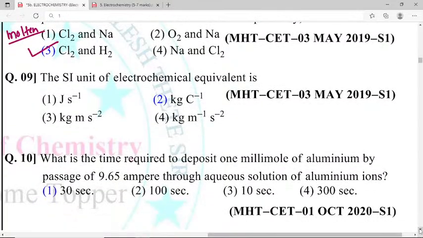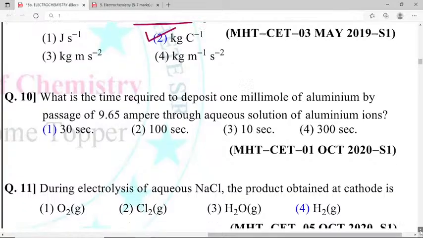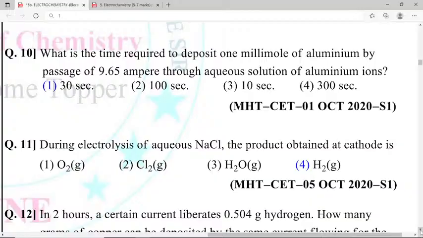The SI unit of electrochemical equivalent is kilogram per coulomb. Electrochemical equivalent is mass divided by charge.